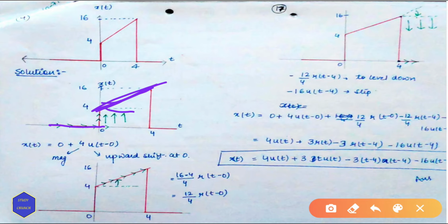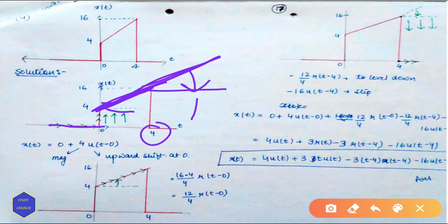Then it will be moving a level down. So for this level, first of all, it will move to the first level, that is till 4. Then only it will move towards the ground. So x of t is equal to 0 plus 4u(t minus 0) plus 12 r(t minus 0) minus 12 by 4 r(t minus 4) minus 16u(t). So this is the answer.